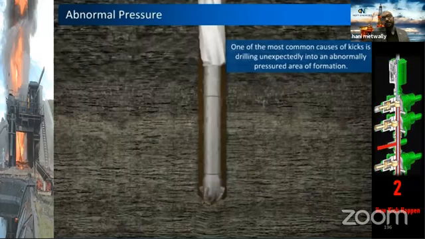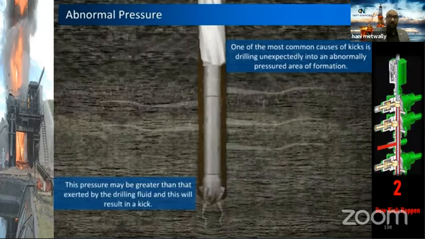Abnormal pressure. From the beginning, we started to plan for the drilling operation and we use the correct fluid density. But we are surprised that we have abnormal formation pressure. In this case, we cannot control the pressure.